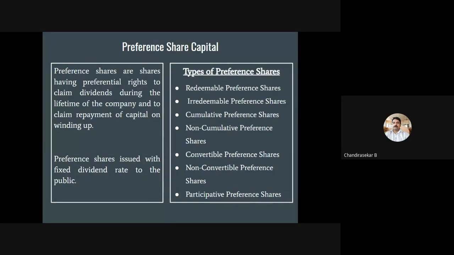When the company is going to wind up, by that time they will get the face value of shares before settling to the equity shareholders. So they have preferential rights in two aspects. One is to get dividend from the company before settlement to the equity shareholders. And the second one is they get compensation or a claim from the company when the company goes for wind up, before settling to the equity shareholders.